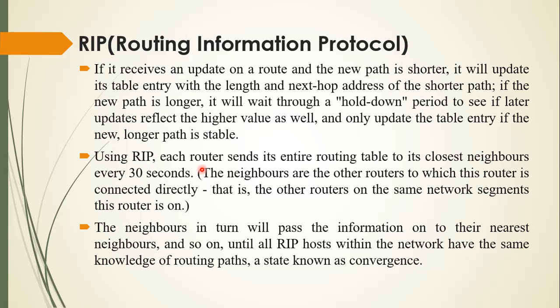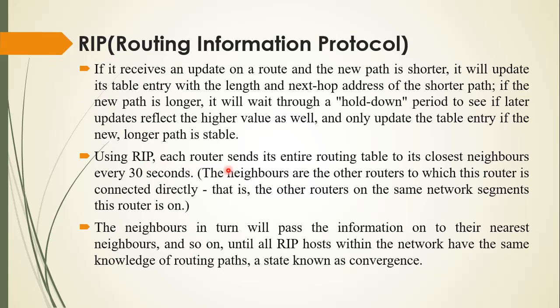Using RIP, each router sends its entire routing table to its closest neighbors every 30 seconds. The neighbors are the other routers to which this router is connected directly, that is, the other routers on the same network segments this router is on. Suppose after A we have a node B. Node B is directly connected with node A, so node B is a neighbor of node A.